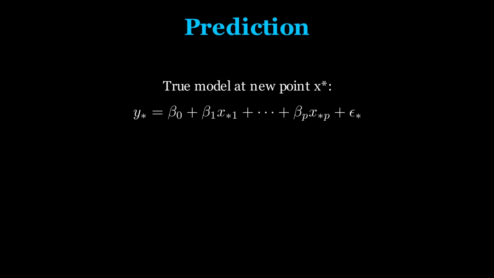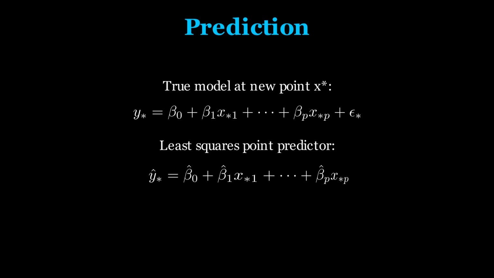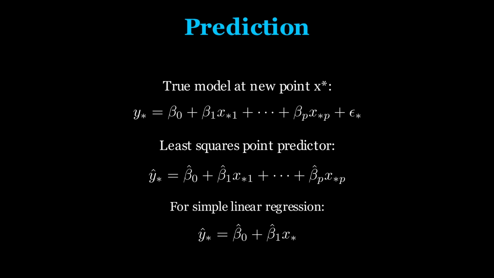Before we talk about prediction intervals, let's introduce the concept of prediction, or using our model to estimate the response for new observations. Suppose we have a new set of predictor values, x star. The true response, y star, follows the same regression model with its own random error, epsilon star. For the least squares point predictor, we simply plug the new x star values into the estimated regression equation and replace each unknown beta with its estimate. For simple linear regression with one predictor, this reduces to y hat star equals beta hat 0 plus beta hat 1 times x star.